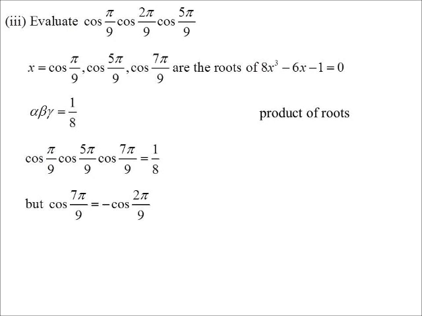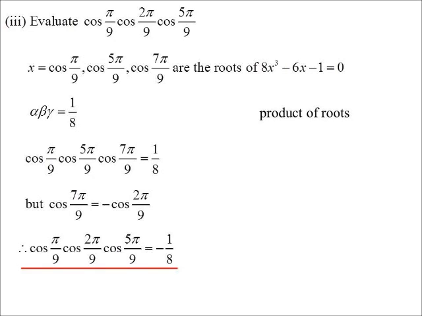So now, what have we got? Oh, well, 5 pi on 9, we've got all that we need now, haven't we? We've got a 5 pi on 9, a pi on 9, and a 2 pi on 9. So therefore, if I know those 3 things multiplied together are positive 1/8, because 7 pi on 9 is the same as negative cos 2 pi on 9, then this expression must be negative 1 on 8.